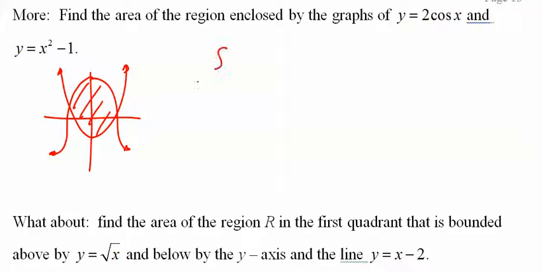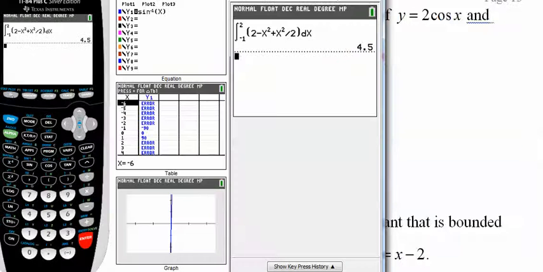It's going to be the integral. Ooh, I don't have my limits. Yeah, I'll get to that. 2 cosine of x minus x squared plus 1, because of the whole minus thing. And how do we find the points? Well, I go to the calculator and I graph them and I find the intersections. I tried doing solver last time. That caused more problems than it was worth.